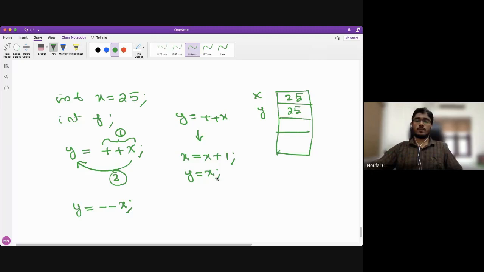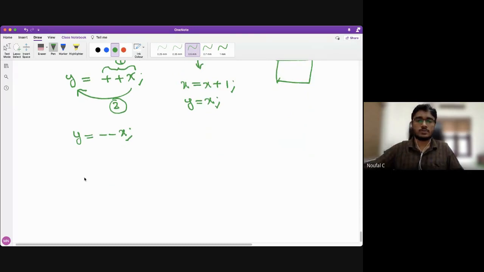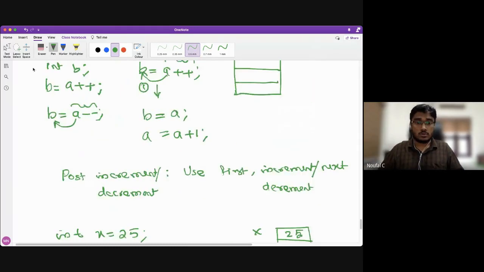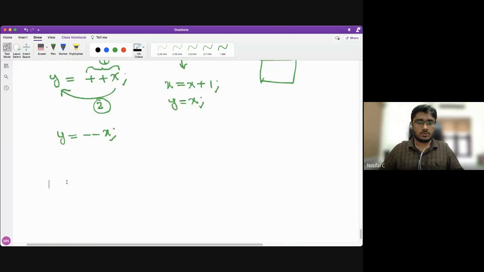So that is the difference. I will write this line over here, taking the exact same idea.